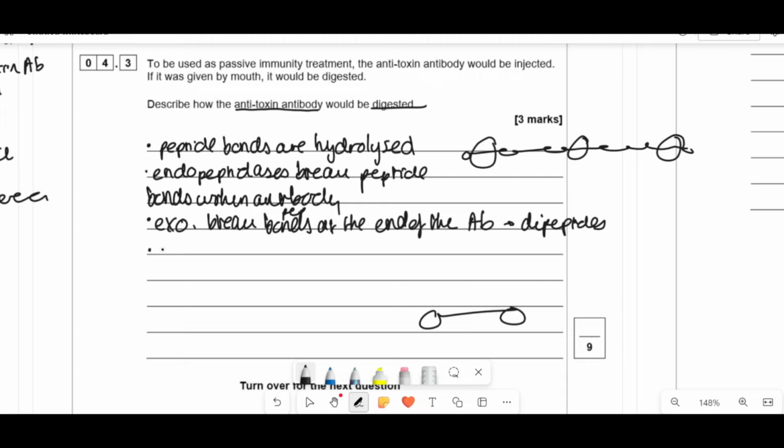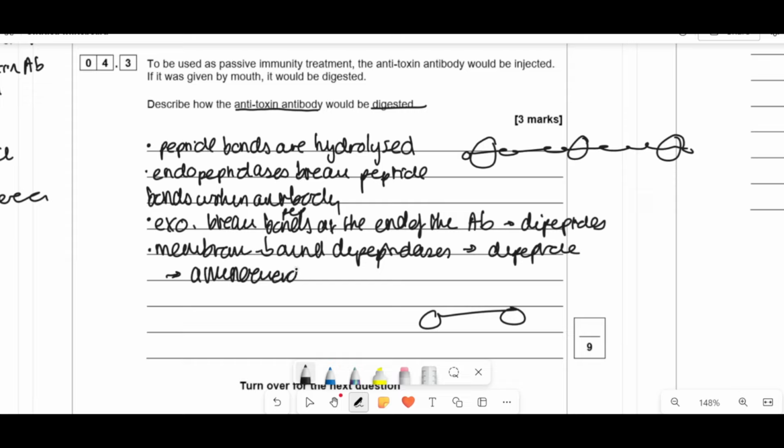So what happens is the last step of breaking down a protein is you have membrane-bound dipeptidases. And what they'll do is break down the dipeptide into amino acids. You have to say the full journey like that. That's all they want. They don't care about absorption. The question is literally saying digestion.